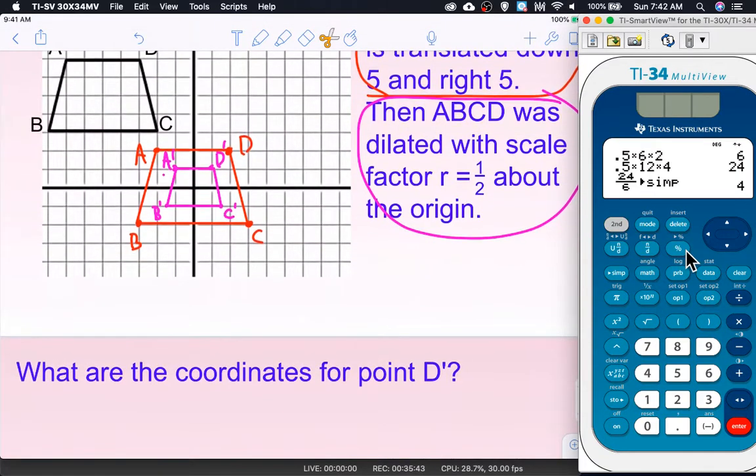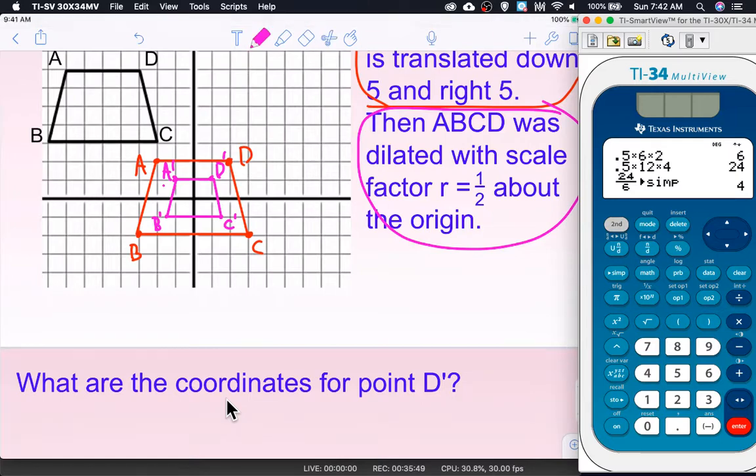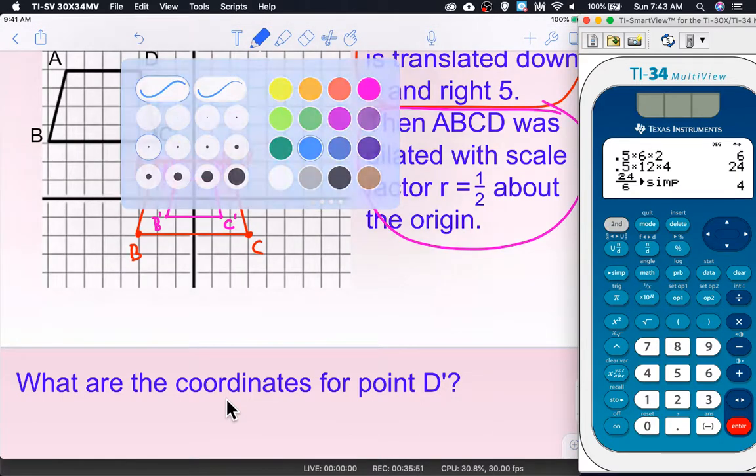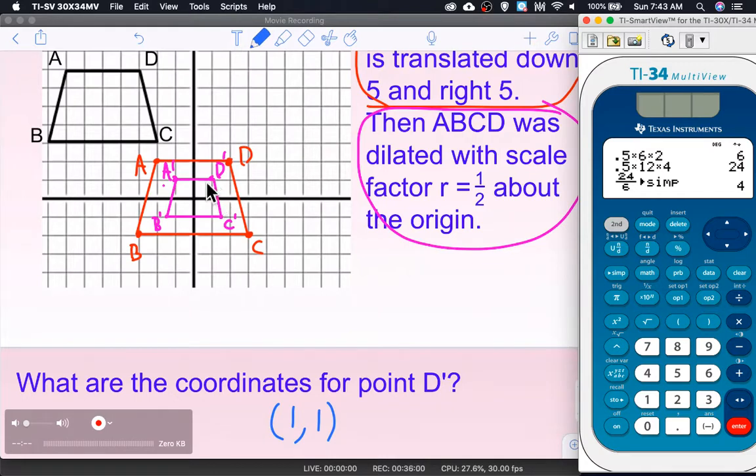Okay, let's see if you can answer this. What are the coordinates for point D prime? Pause the video, do it. Honestly, you're probably done. It's 1, 1. D prime, right here. See, D prime. I even have it labeled. A prime, B prime, C prime, D prime. He's right here at 1, 1.